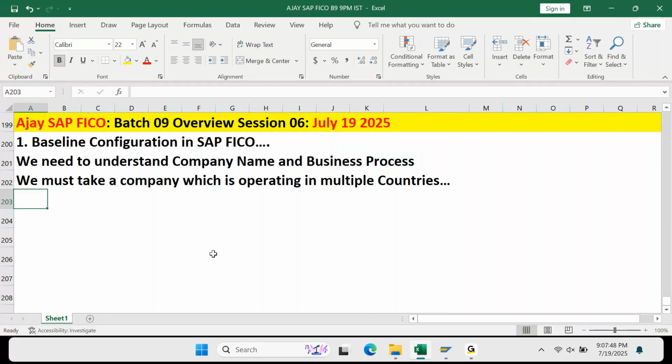Do you find Honda cars in India? Do you find Honda cars in China, Singapore, the US, and some other countries other than India, or is it operating only in India? Is Honda Motors operating only in India, or also in other countries? Worldwide. It is operating in other countries. Likewise, we need to take a company which is operating in different countries. These are basically your multinational companies.